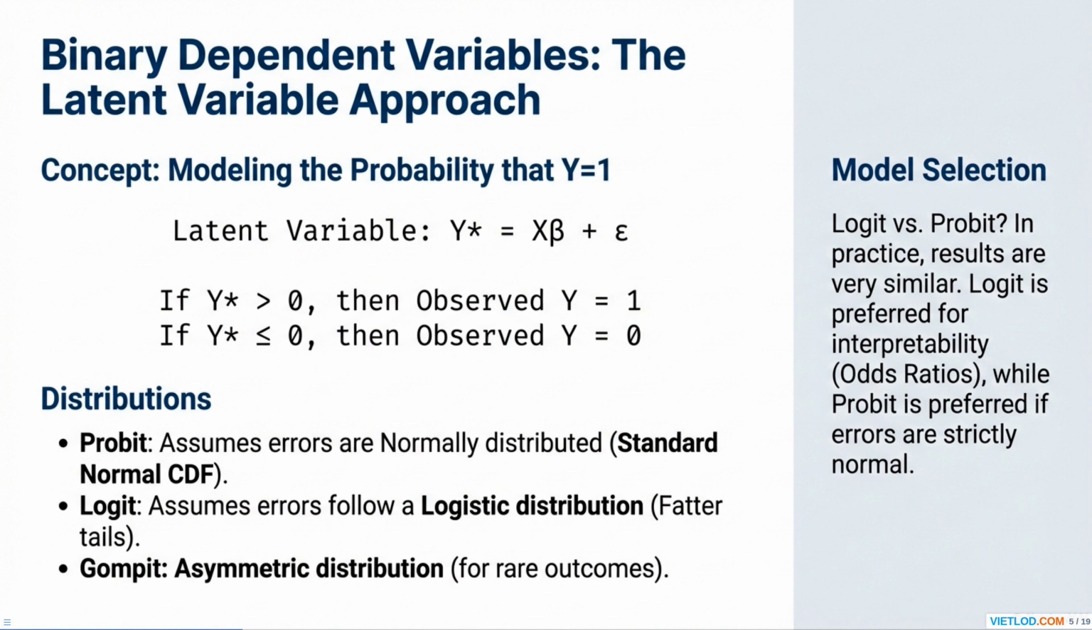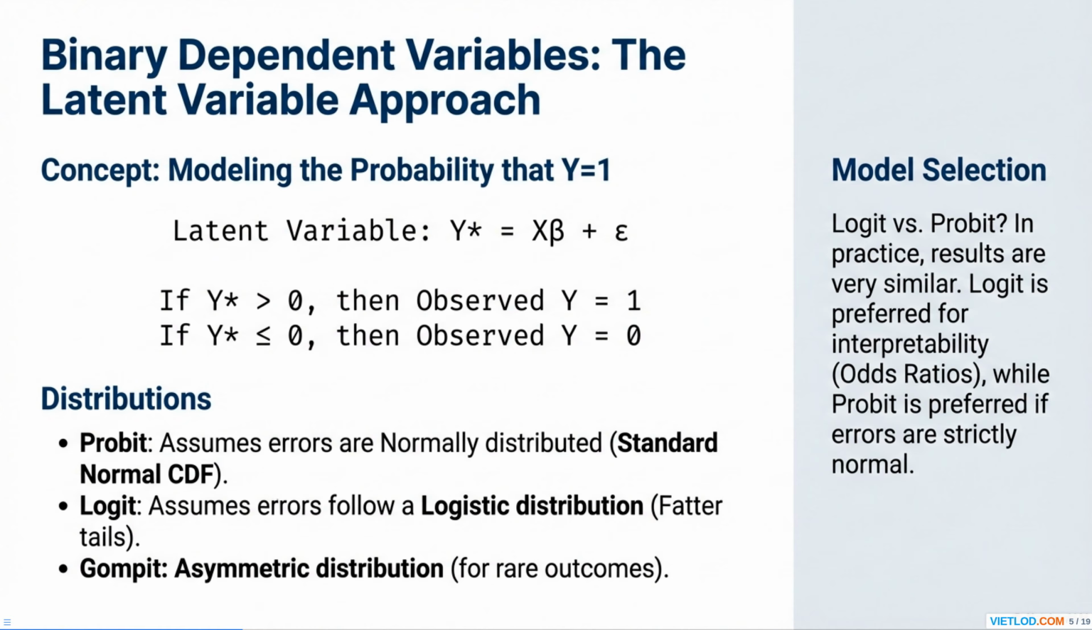The core idea behind Probit and Logit models, used for binary dependent variables, is the concept of an unobserved latent variable. Let's call it y star. This variable represents an underlying propensity, or net utility. We model y star as a linear function of our explanatory variables plus an error term. We don't directly observe y star. Instead, we observe a binary outcome, y equals 1 if y star crosses a certain threshold, typically normalized to 0, and y equals 0 otherwise.